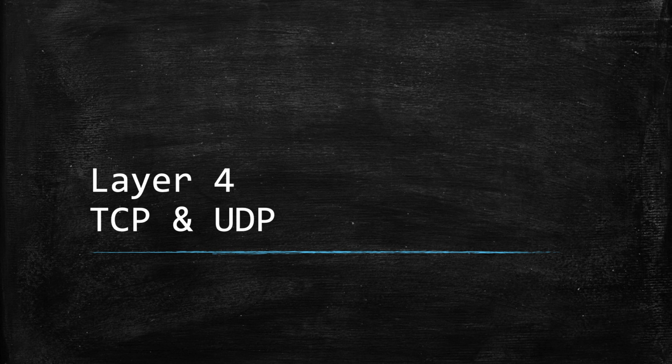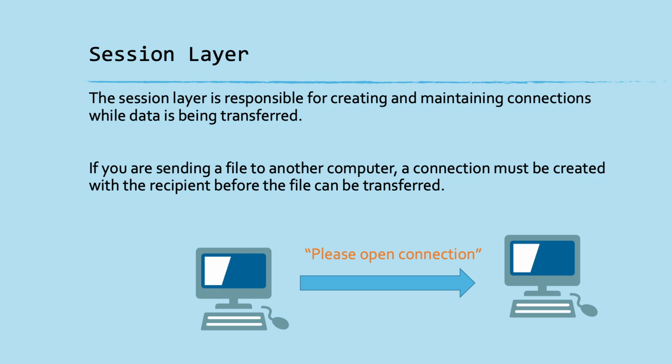Now let's go into TCP and UDP. I think we've talked about this briefly, but we're going to get into a little bit more detail here. The session layer, which is layer 4, is responsible for creating and maintaining connections. So this is how data is being transferred. If I'm sending a file to another computer or requesting a file from another computer, first we must open a connection. So in this picture here, we got a computer and it's saying, hey, please open a connection.